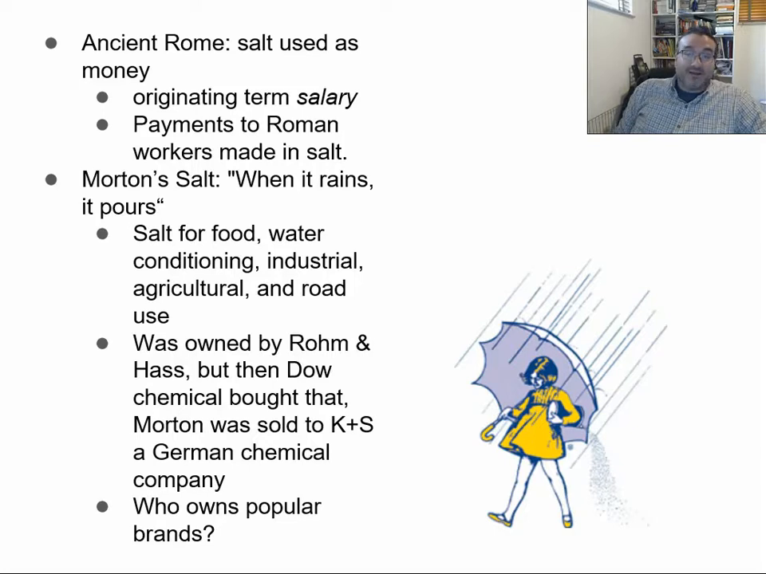It's always good to realize the popular brands we're all familiar with are owned by multinational corporations whose names we're not always familiar with. It's good to see the business side of this. It was owned by a company called Rohm and Haas, but then Dow Chemical bought that company, and Morton was sold to a German chemical company called K&S in the early 2000s, around 2009 or 10, I believe. But it just goes to show the things we take for granted, the popular brands we know, are linked to much larger corporations. It's always good to know where your food comes from.